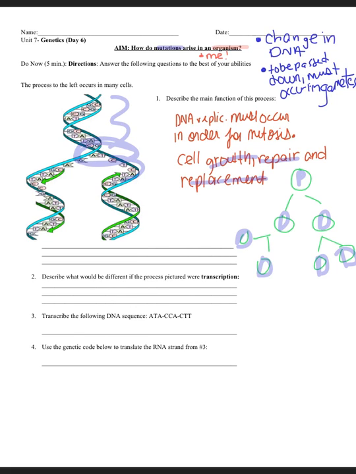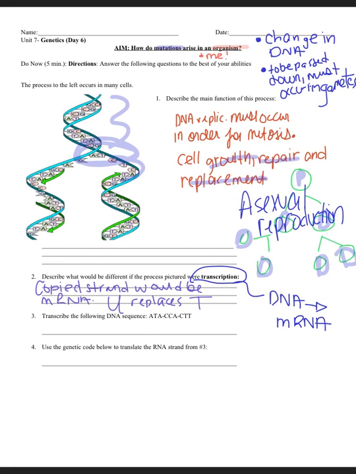And we all know that this is all an example of asexual reproduction. Right? So this is a very important concept and process. But okay, moving on to number 2. Describe what would be different if the process pictured were transcription. So everyone pause the video, take a moment, and answer number 2.